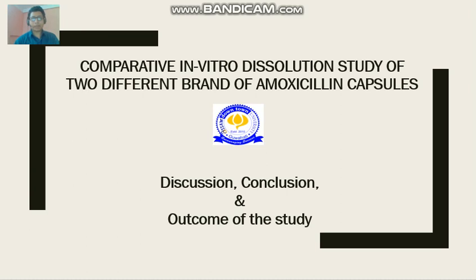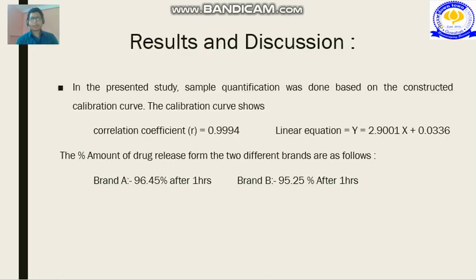result of this study. As far as the result is concerned, as we have told, we have prepared the standard calibration curve. So the r squared value, or correlation coefficient value, is 0.9994. That's what we have obtained, and the linear equation that we have obtained has been shown on the screen.